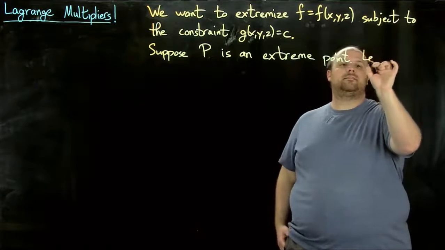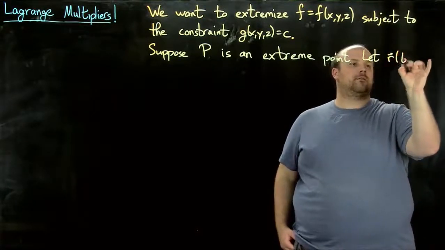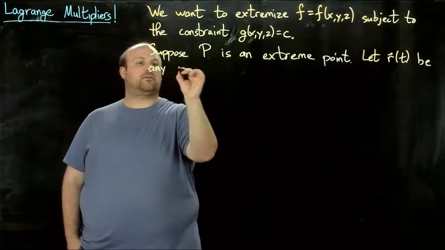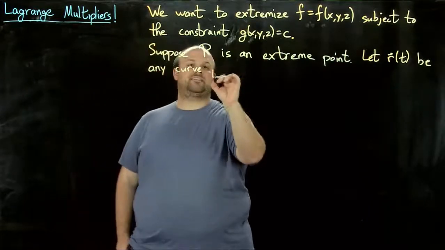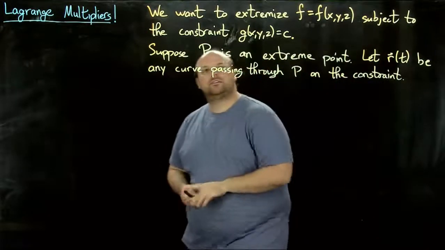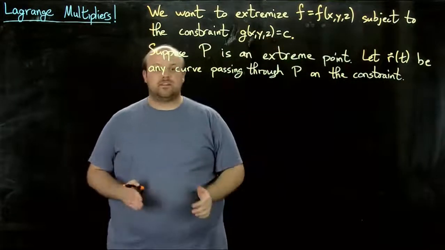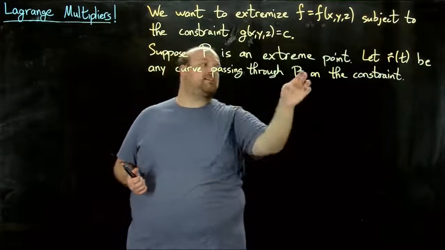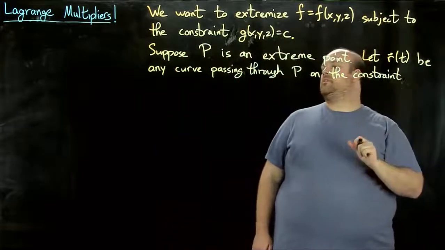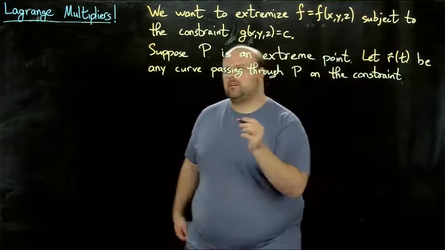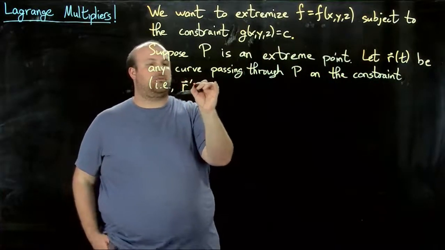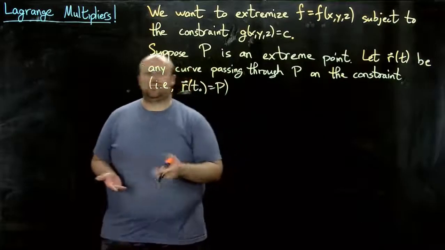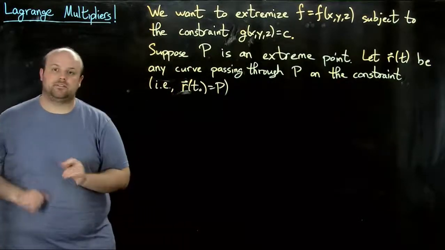What we're going to do is let r of t be, and there's a key word here, any curve passing through P. This constraint, in this case, is a level surface, so that curve lies entirely on that level surface, and we're saying that it passes through P. In fact, I want to be more specific: r of t naught equals P. So it has to pass through P at some time, and let's say that time is t naught.